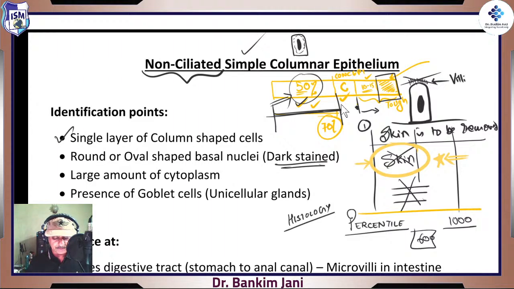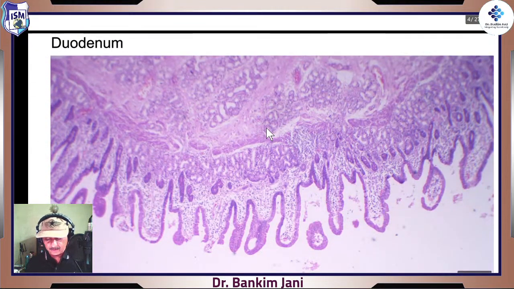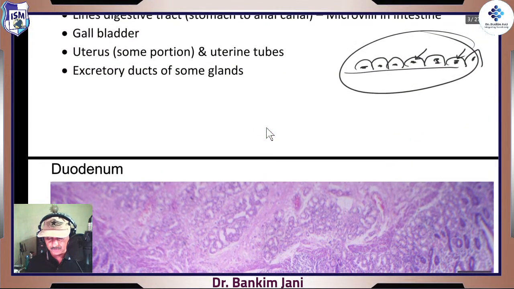And there would be the presence of goblet cells. What is this new creature, goblet cells? Well, let's keep it aside. When it comes, we'll see. Where are they present? Well, in the digestive system, from stomach to anal canal, everywhere. Microvilli in intestine, gallbladder, uterus, uterine tubes, excretory ducts. Let's see. Here it is, coming up: the first part, that is duodenum.